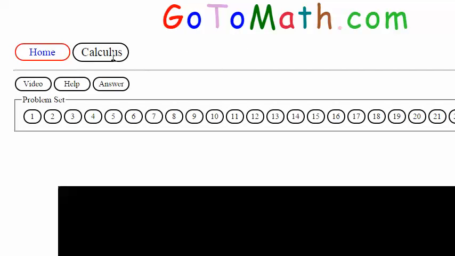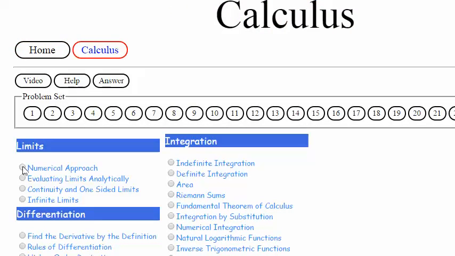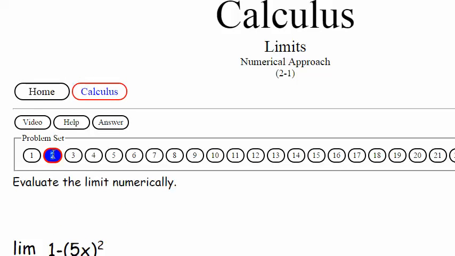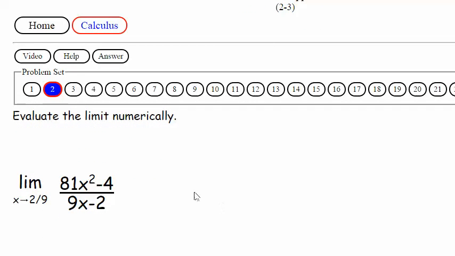Alright, we're at GoToMath.com working some calculus. We're evaluating limits numerically, and we're in this section here. If I can get number 3 to come up in this section. There it is. Alright, that's the one we want to look at. So we've got to evaluate the limit numerically.